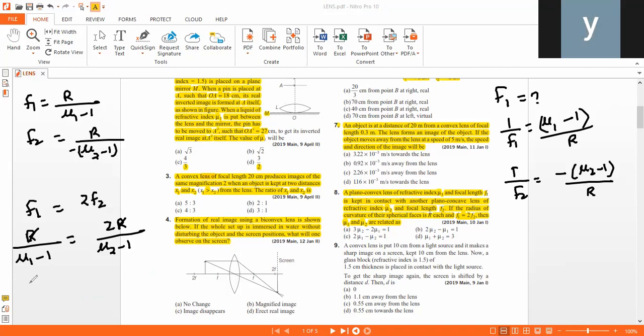Then mu2 minus 1 is equal to 2 mu1 minus 2. So 2 mu1 minus 2 minus mu2 plus 1 is equal to 0. That is 2 mu1 minus mu2 is equal to 1. See, this option is there: 2 mu1 minus mu2. Option C.